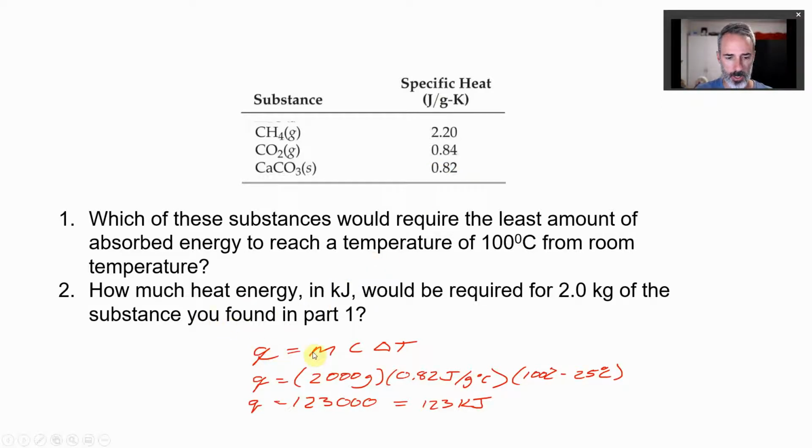So I plugged in Q equals MC delta T. I got 2,000 grams, right? Did you catch the unit conversion? Used the 0.28 and did final minus initial, and I got, it's going to take 123 kilojoules. Did you catch the kilojoules at the end?